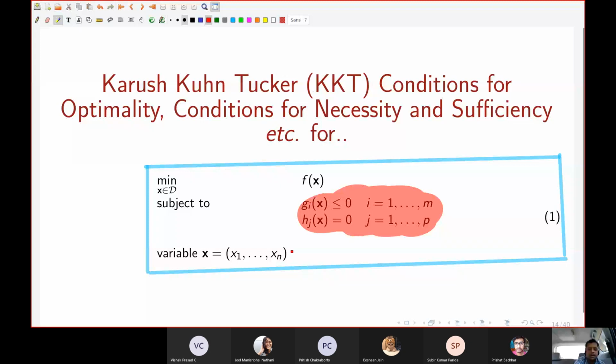N-dimensional space with m inequality constraints and p equality constraints. That's it. If you have questions, let me know. This is the setting now. We are not assuming convexity to begin with. We'll bring convexity in as required. So this is a general setting.